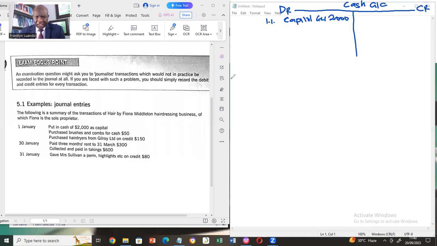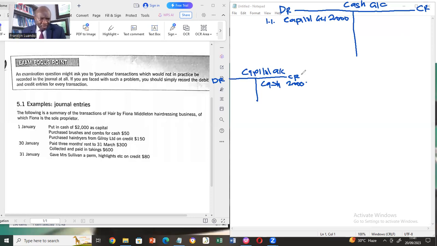The other account will be the capital. So capital account is giving out. So you credit. So there we have, it's giving to cash, 2,000. So the double entry is complete. There is the account that is receiving, in this case, the cash, you debit, and the account that is giving, in this case, capital, you credit.